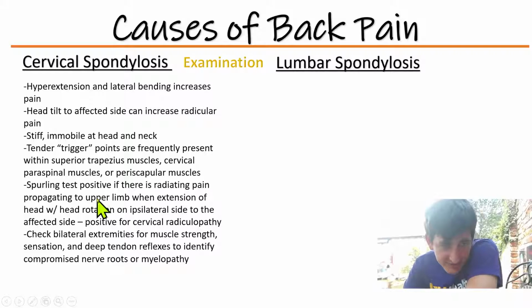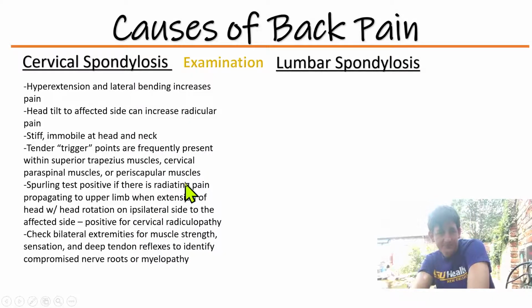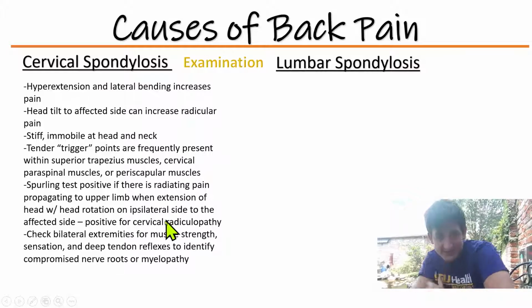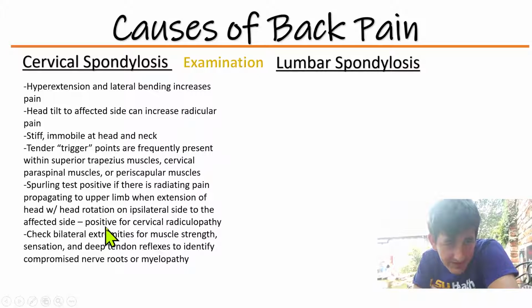The Spurling test can be positive if there's radiating pain propagating to an upper limb, when extension of the head with head rotation on the ipsilateral side, which is the affected side. So if you have the pain with extension of the head, then rotation to the same side as the affected side, it's positive for cervical radiculopathy. And check bilateral extremities for strength and sensation. Check deep tendon reflexes to identify if there are compromised nerve roots or myelopathy.